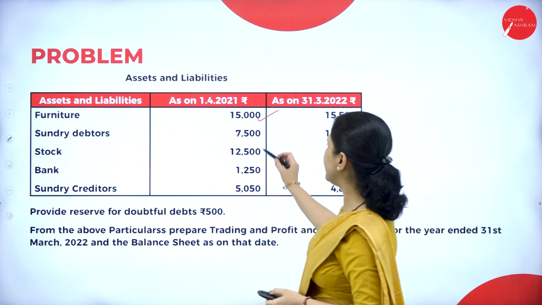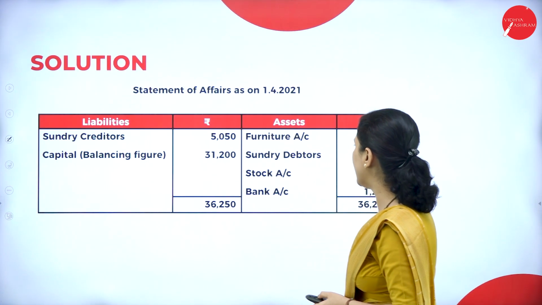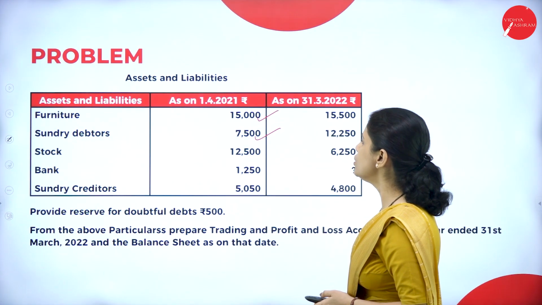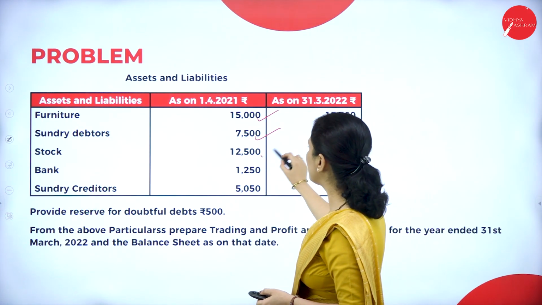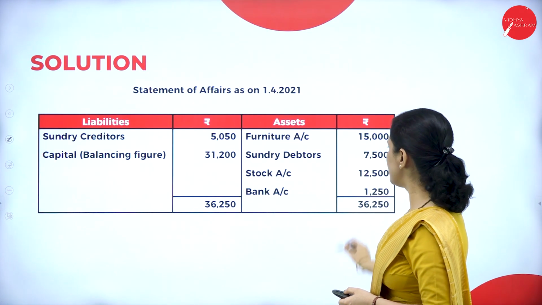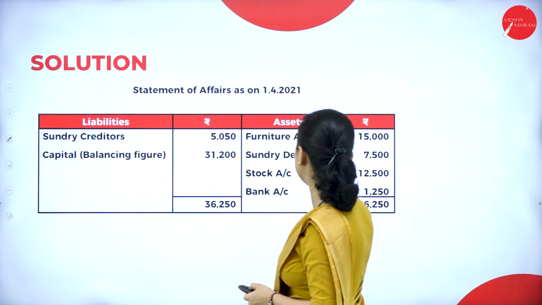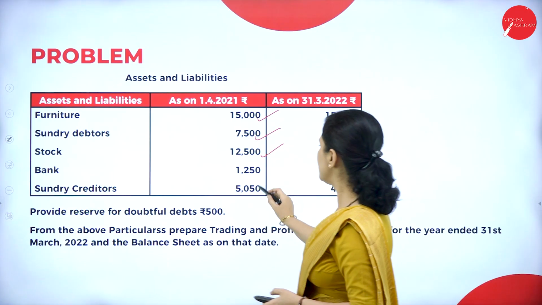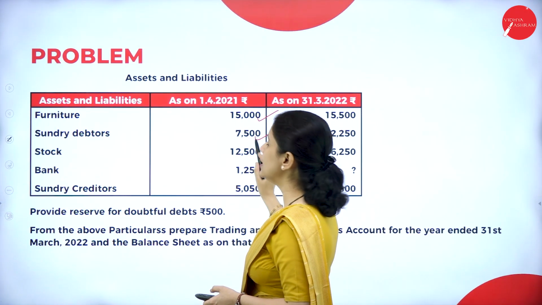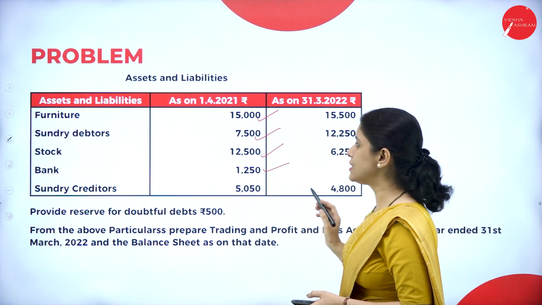How much is the sundry debtors? 7,500. Next, stock account. This opening stock we have to write. So stock is given. Next, bank 1,250. That is also given. So these four items will go to the asset side of the statement of affairs.